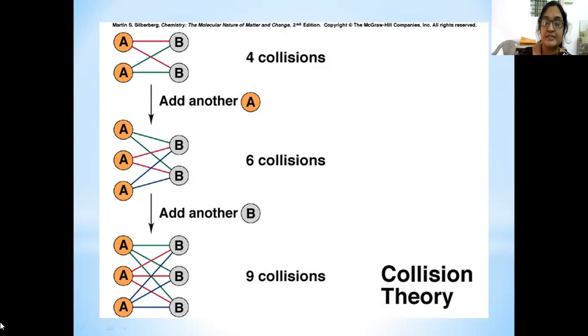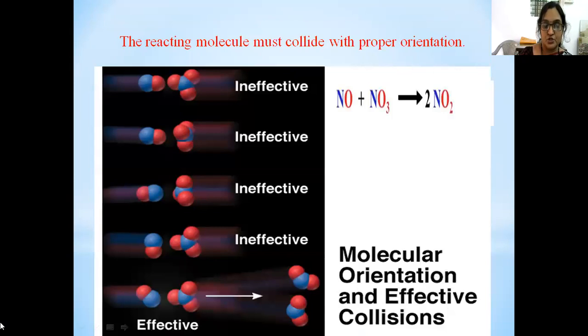We must not consider all collisions. So which collisions do we have to consider? The effective collisions. What does effective collision mean? Its kinetic energy is equal to or greater than the activation energy, and the molecules must collide with the proper orientation.